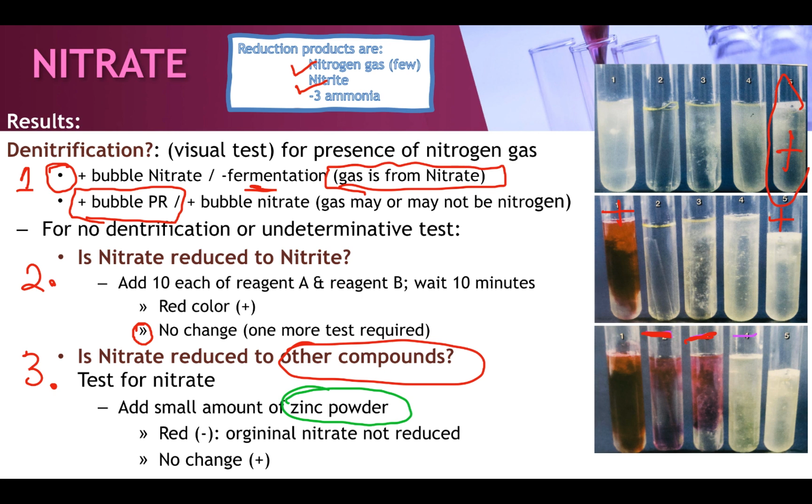Now, for tube 4, we added the zinc powder, and there was no change. This means that there was no nitrate there to react with the zinc powder. Therefore, the organism in tube 4 used the nitrate. It's no longer there. So this would be considered positive. Now, no color change after the addition of zinc simply indicates that the organism reduced the nitrate to ammonium, nitrous oxide, nitric oxide, or just something else that we did not test for, or some non-gaseous nitrogenous compound other than nitrite that we weren't able to test for.